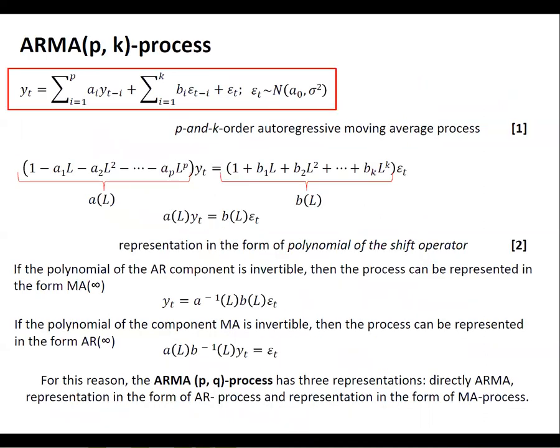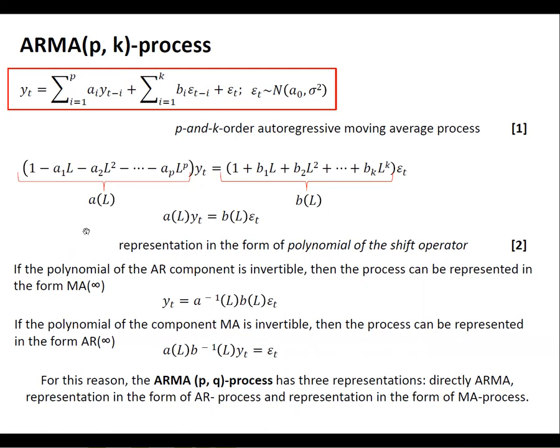Now we turn our attention to the combined autoregressive moving average process, the ARMA(p,q) process. Here we analyze the initial time series as the sum of the autoregressive part of the model and the sum of the moving average part of the model. Each of these parts was considered in different models earlier, and the remaining part is epsilon_t, the residual or the error of the given time period. Of course, the error has a normal distribution with mean a0 and variance sigma squared.